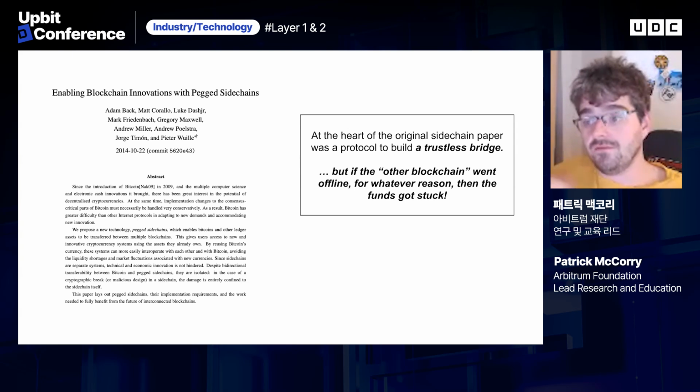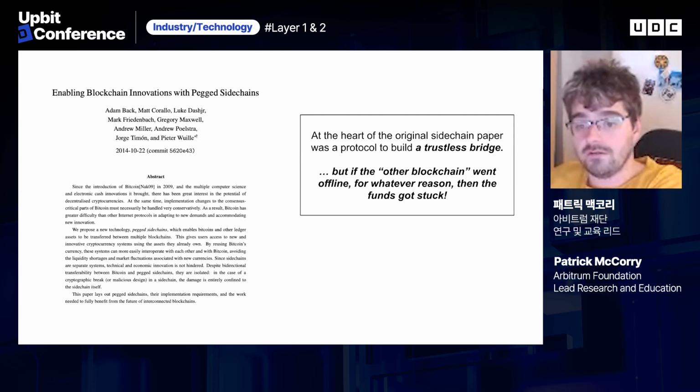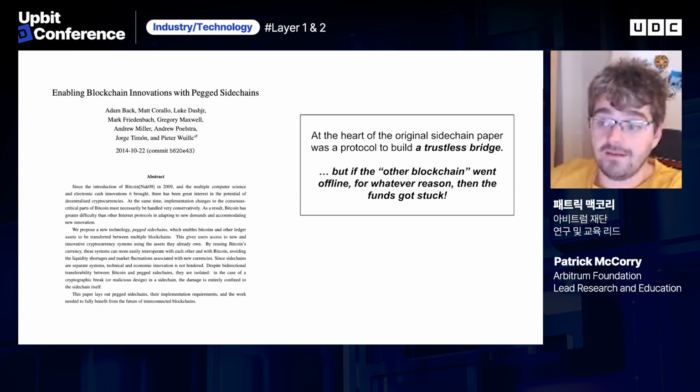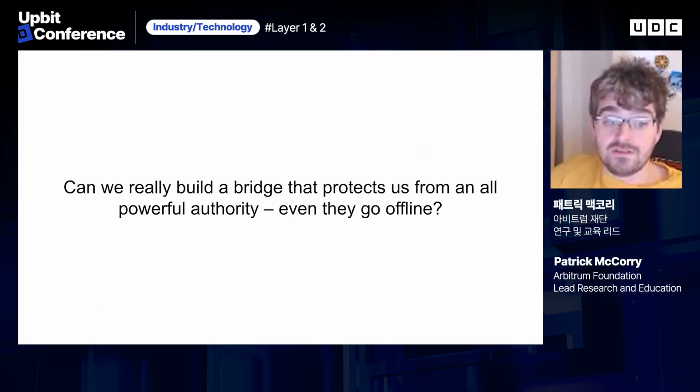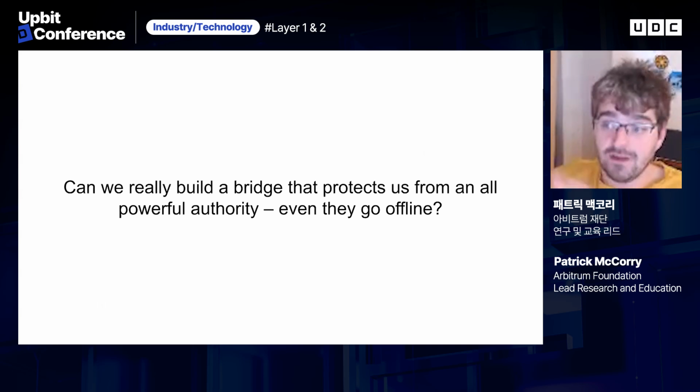The issue was that if I take my Bitcoin, lock it up in Bitcoin and unlock it somewhere else, and that blockchain goes offline, then my funds get stuck. So that sucks. The real question is, can we build a bridge that will allow me to move assets to another off-chain system and still protect me from an all-powerful authority? Even if that system goes offline, could I still get my funds back out?